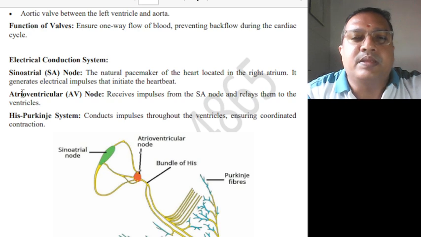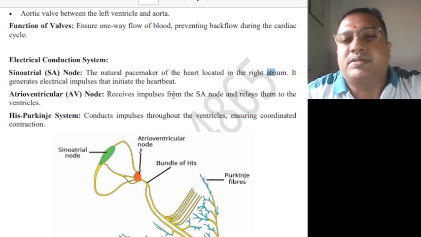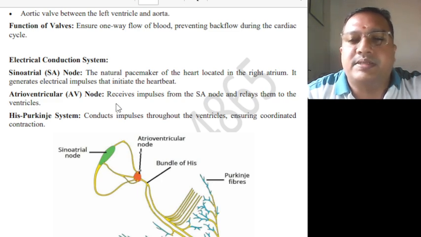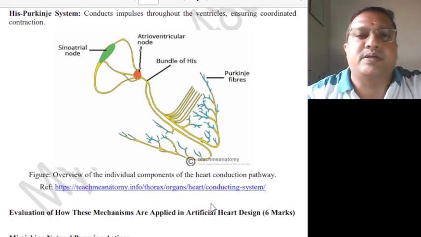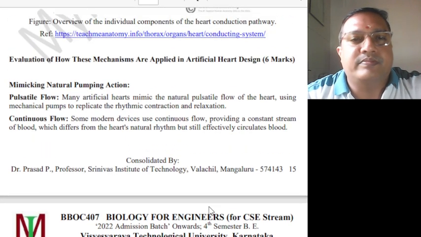So, simply: sinoatrial node, atrioventricular node, His-Purkinje system. These are terms connected to the electrical conduction system in the heart. The SA node is the natural pacemaker of the heart, located in the right atrium; it generates electrical impulses that initiate the heartbeat. The AV node receives the impulse from the SA node and relays it to the ventricles, and the His-Purkinje system conducts the impulses through the ventricles, ensuring coordinated contraction, and the contraction makes the blood flow either to the lungs or to the systemic system.